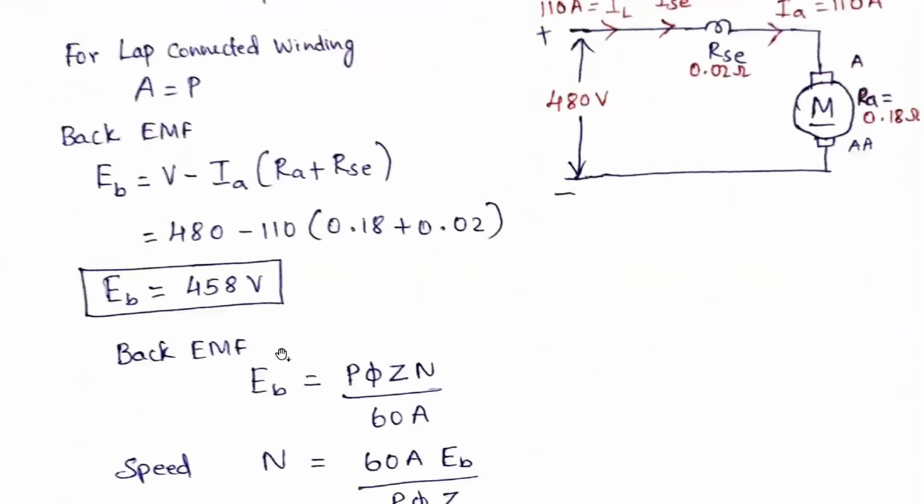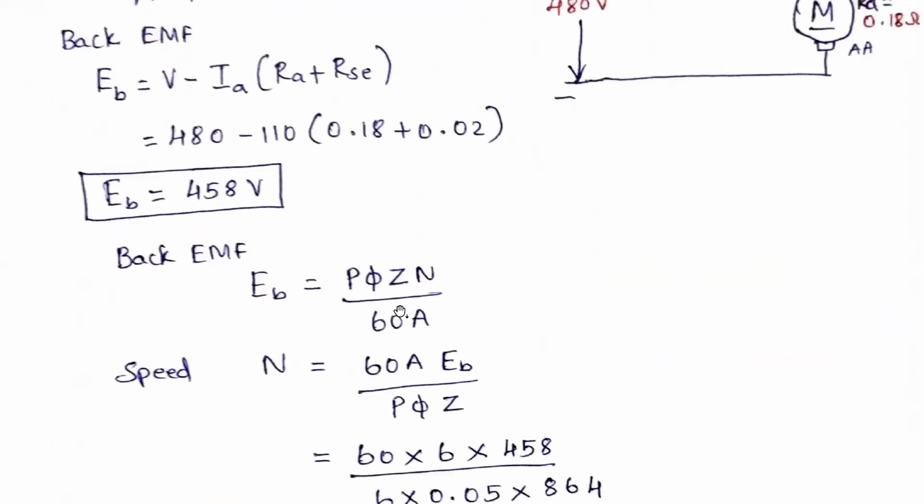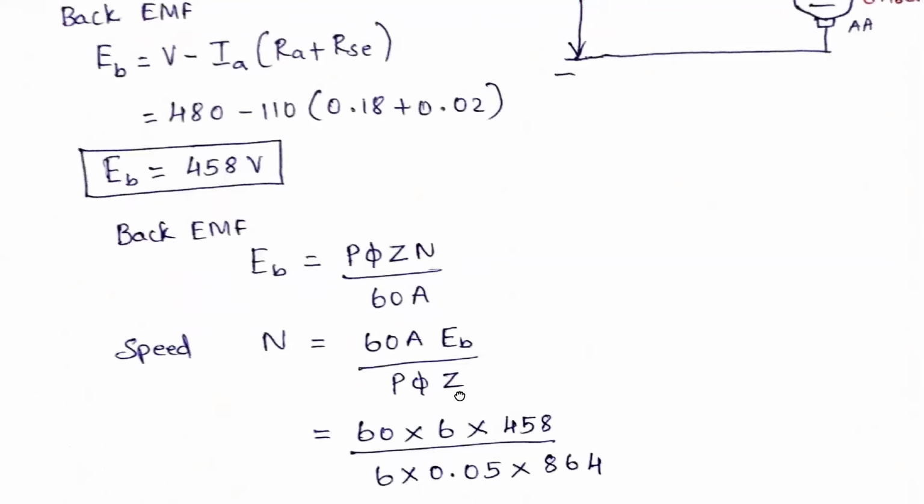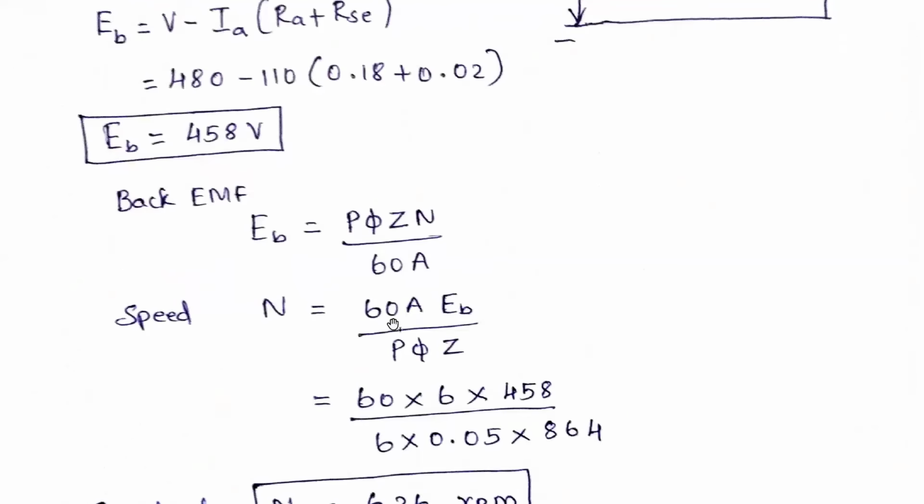Next, back EMF formula with respect to poles, flux, armature conductors and A, the number of parallel paths. So that is EB is equal to P phi Z N divided by 60A. Now we need to find out the speed. So if we take out the speed here, then this formula can be rewritten as N equal to 60A into EB divided by P phi Z. Now you know all the things.